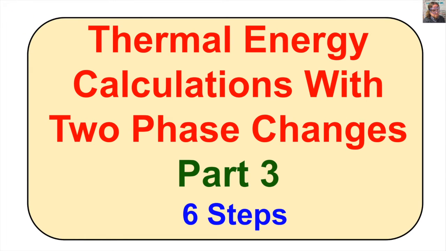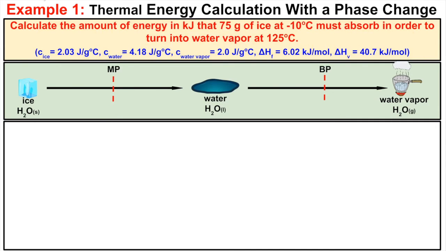It says to calculate the amount of energy in kilojoules that 75 grams of ice at -10 degrees must absorb in order to turn into water vapor at 125 degrees Celsius. So let's draw a little picture here. We have 75 grams of ice at -10 degrees Celsius, and this ice is going to absorb some thermal energy from its surroundings.